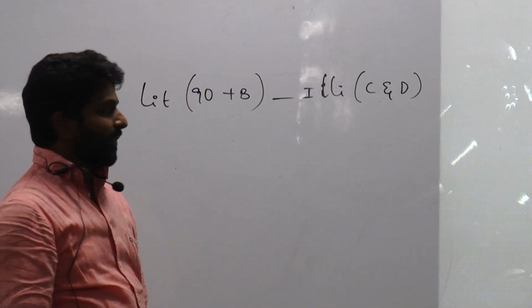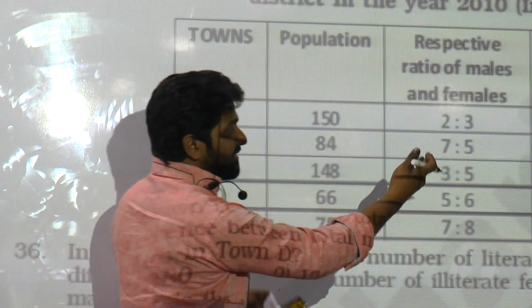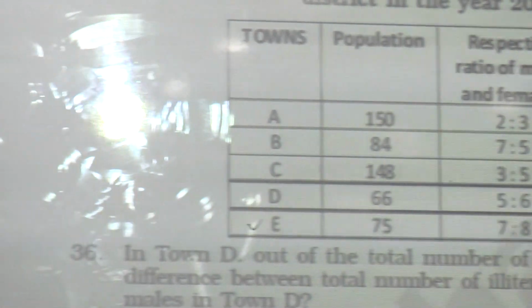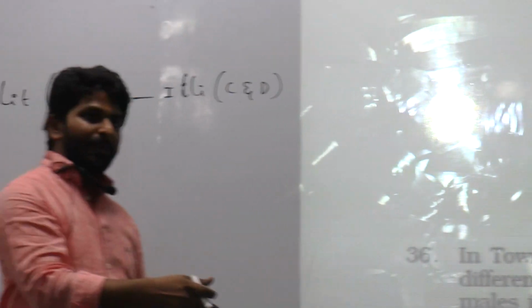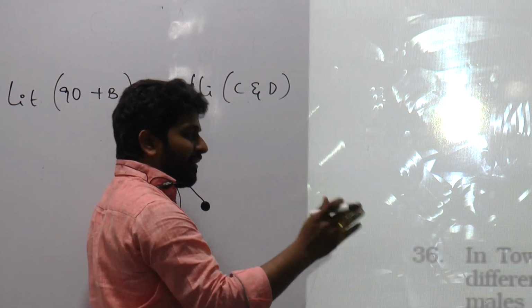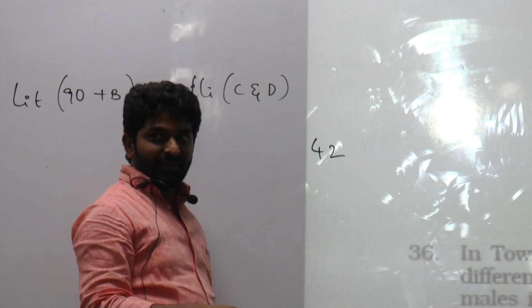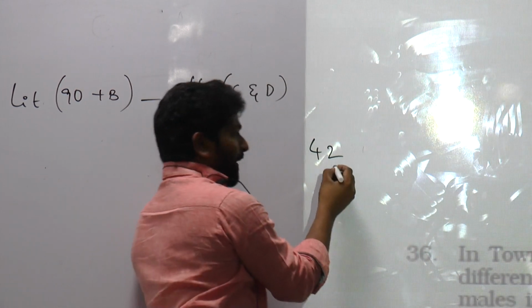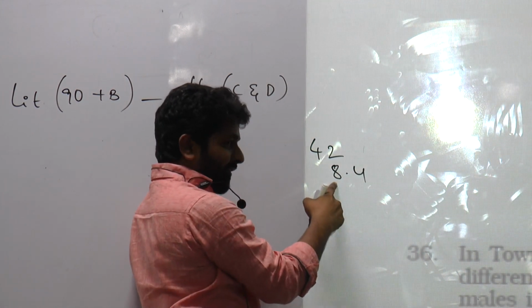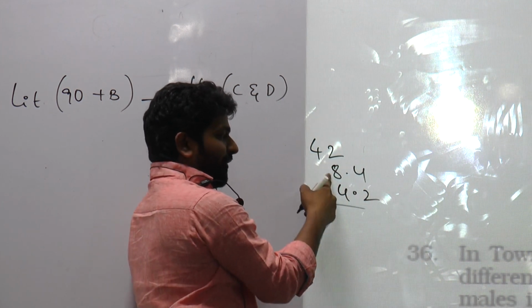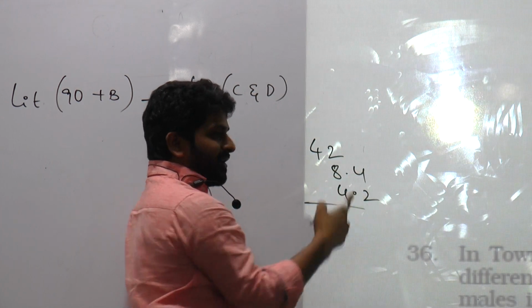Thousands. Next, from B, what percent are literates? 65. 65% of what? 84. How do we get 65%? 50%. How much is 50%? 42. And plus 15%. 10% is 8.4. 4%, 5% in the sense half of this, 4.2. 54.6.